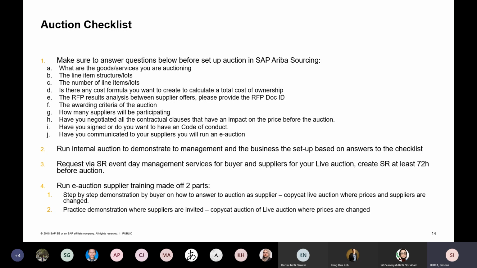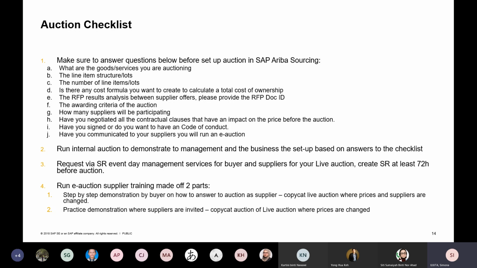You can record that meet session and give the suppliers a link to see the demonstration. But it's important that for each auction you do this e-auction training. It usually takes 1 hour for everyone. 30 minutes for the demonstration, and then 30 minutes for the practice demonstration where suppliers are invited. This is a copycat auction of the live auction where only prices are changed.